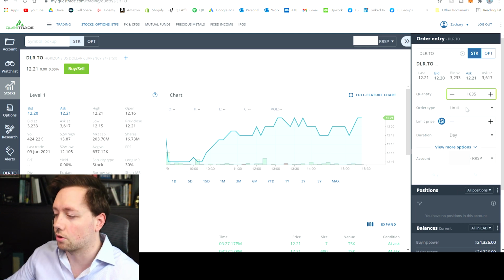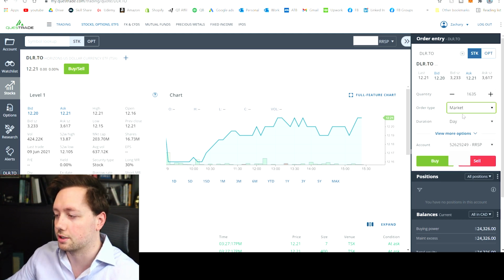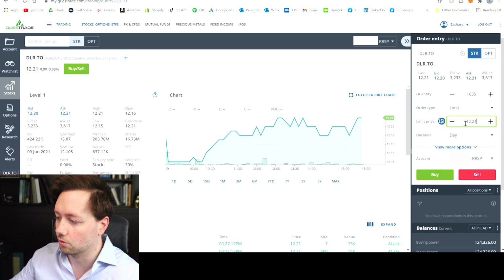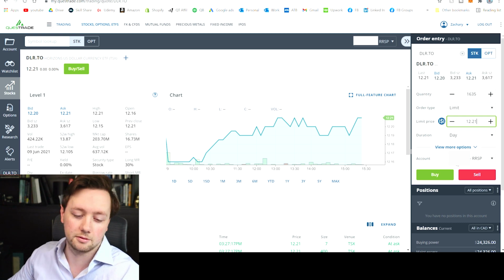Now, with regards to an order type, I know that there's a whole lot of volume on this, so I'm not really worried about it, but we are going to put a limit on it at 12.21. It should fill right away, so I'm not too worried about it. And this one, as you can see, is in my registered retirement savings plan, so that's really nice. I just got a big tax deduction.